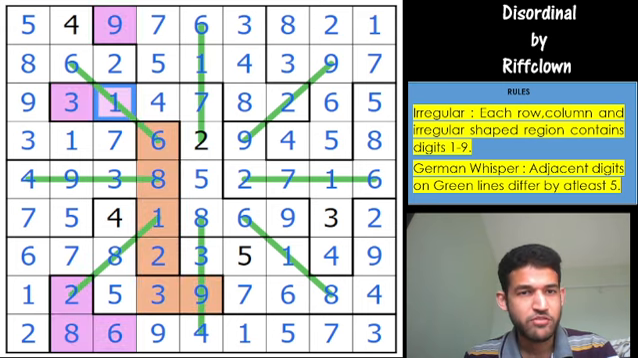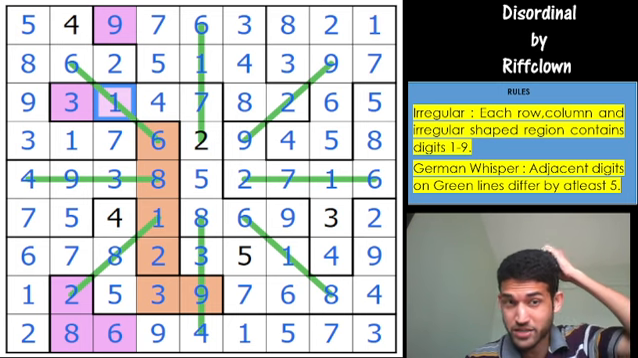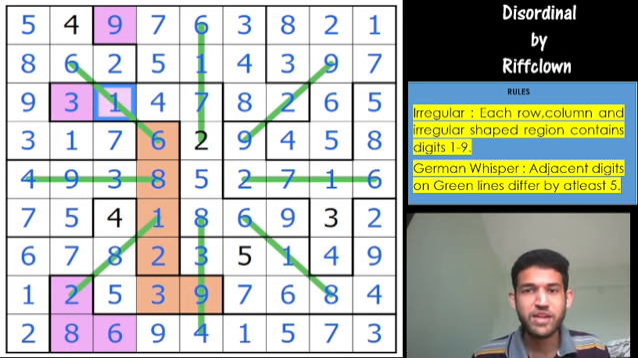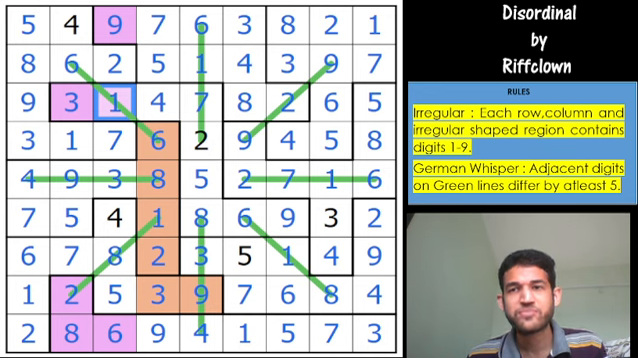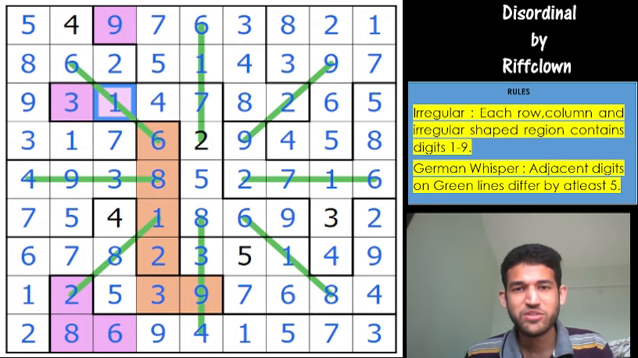And also the final nail in the coffin of the Sudoku was, I think, row 3, column 3, noticing that this cannot be a 9. That was really tough to see. And what a stunning Sudoku by Riffclown. Really beautiful construction. And I was happy to make a video on this Sudoku.